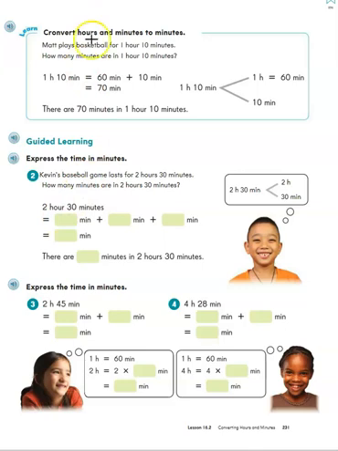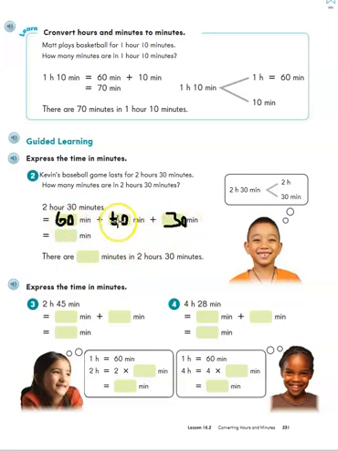Let's turn on our tool. So we know we've got 2 hours, right? So 1 hour is 60, so that's 60 minutes. Plus another hour, that's another 60 minutes. Plus an extra 30 minutes. So we're basically doing 60 plus 60 plus 30.